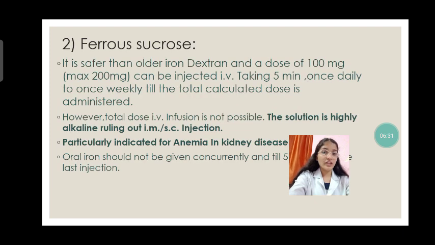Now, the next is ferrous sucrose. Ferrous sucrose is safer than the iron dextran, and a dose of 100 mg, maximum up to 200 mg, can be injected intravenously, taking 5 minutes, once daily to once weekly till the total calculated dose is administered. However, total dose intravenous infusion is not possible. Since the solution is highly alkaline, it rules out intramuscular and subcutaneous injection.